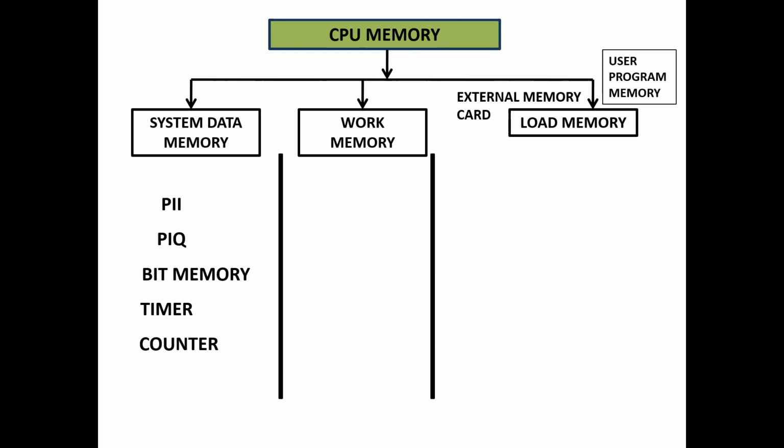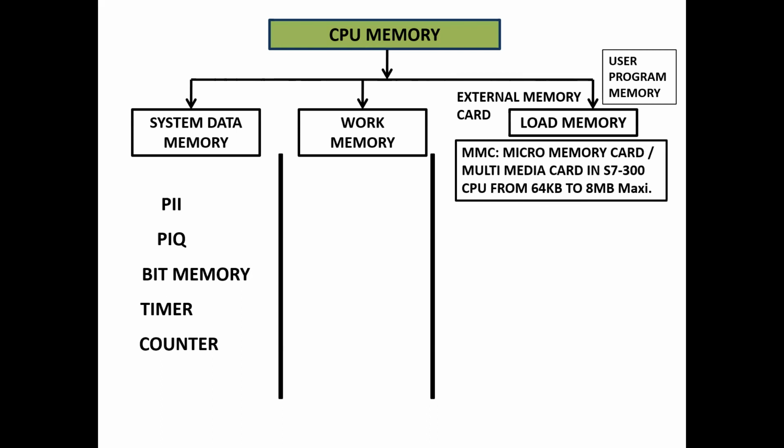Now here in 300 they are using memory cards like micro memory cards. Here in 1200 and 1500 also there is a memory card slot, and that is called an SD card, right? Memory cards like for our cameras, we have that SD card, right? That size it is having.